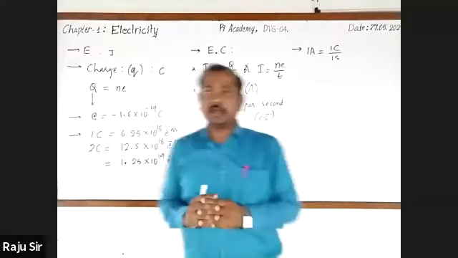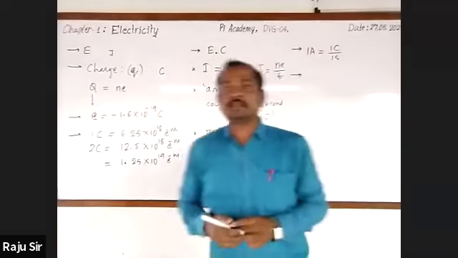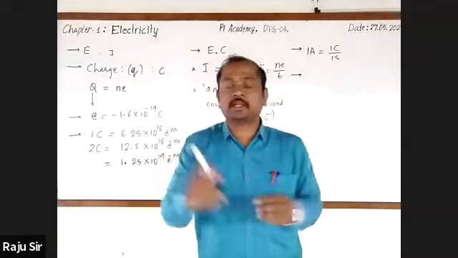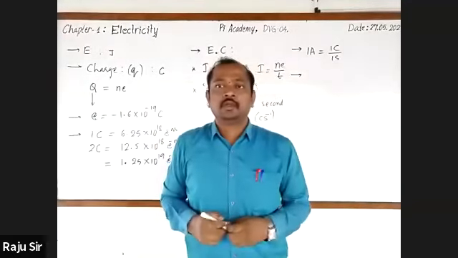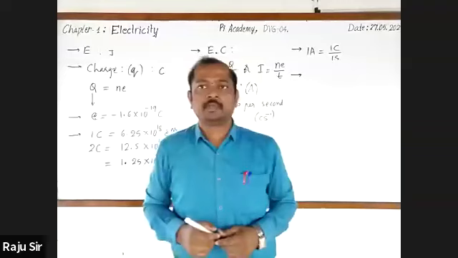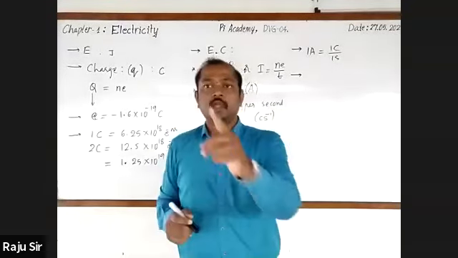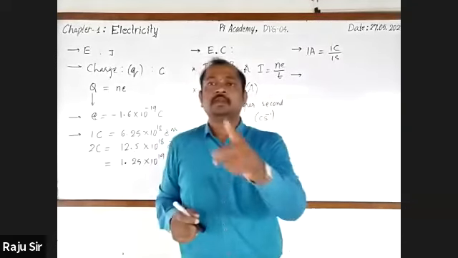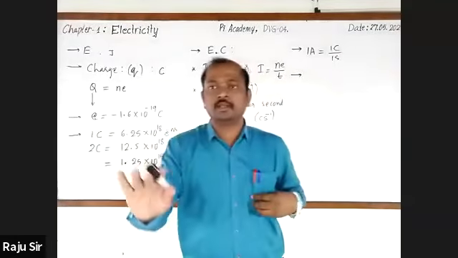Then after that, we come across a device that we use to measure electric current flowing in the conductor or flowing in the circuit. What is that device? It is a meter. A meter is a device used for measuring electric current flowing in the conductor or circuit.